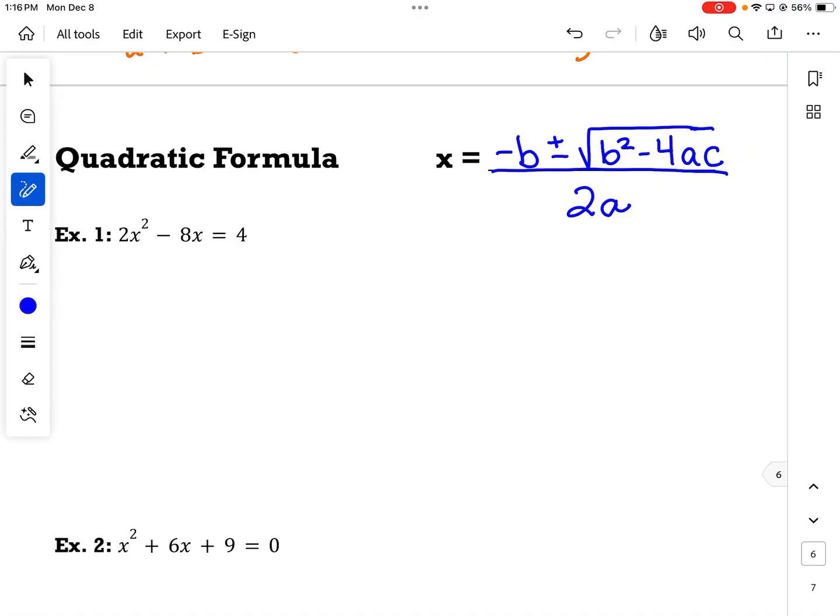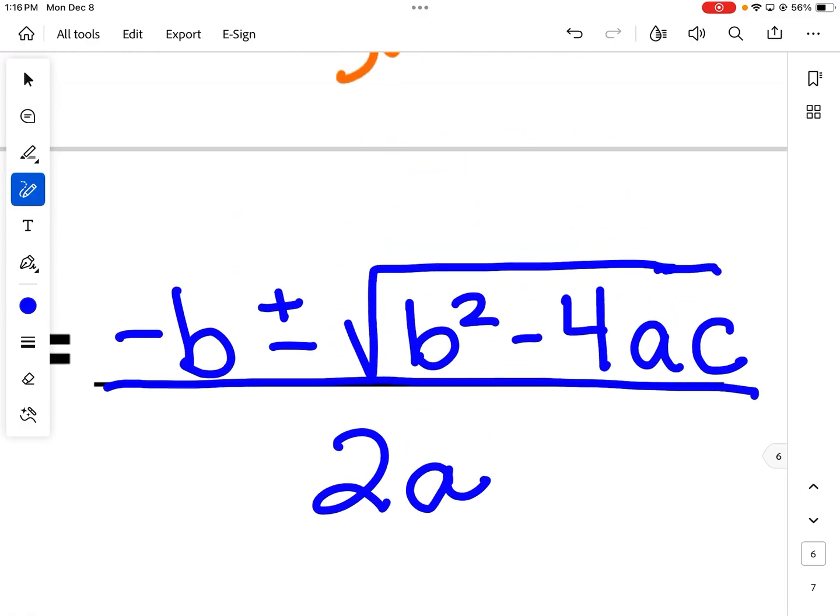So here it is again. Whenever I was student teaching, the teacher I was working with did this, and it has stuck with me ever since. So it's x equals negative b plus or minus the square root of b squared minus 4ac all over 2a. So this is plus or minus, okay?